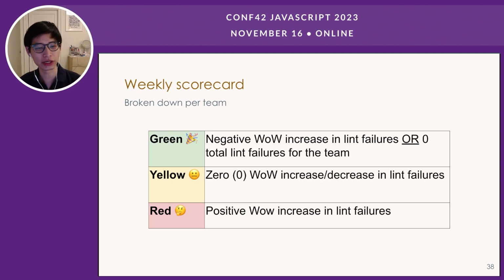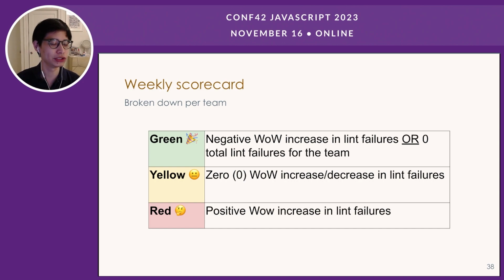And then we had a weekly scorecard that we would email to all the teams, where every team got a green, yellow, or red. Green if you had a negative week over week increase in lint failures, so you've decreased the number of lint failures in your ownership for your team, or you're already at 0. You get yellow if there's been no increase or decrease in lint failures. And then red if there's a positive increase week over week.